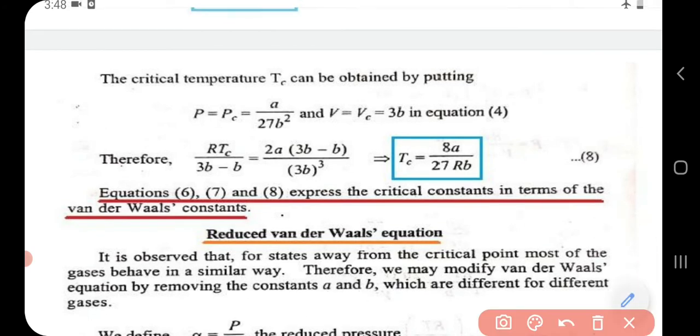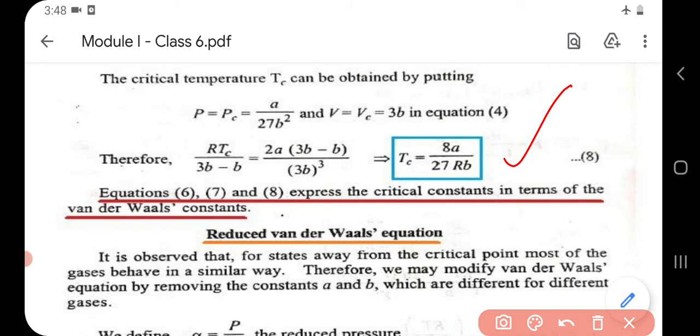So equations 6, 7, 8: equation 6 is VC equal to 3b, equation 7 is PC equal to a by 27 b square, and equation 8 is TC equal to 8a by 27 Rb. All these express critical constants in terms of van der Waals constants. Van der Waals constants are a and b. PC, VC and TC are critical constants.